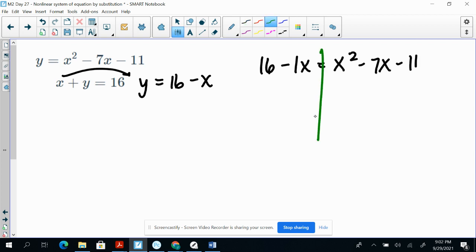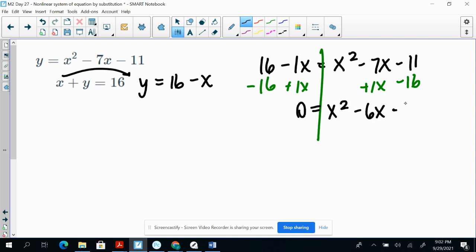And again, we need to get it in the standard form. So everything together, we want that x squared to stay positive. So I'm going to subtract 16, and I'm going to add 1x. And you put it with its like term as it crosses over that equal mark. So it's going to be 0 equals x squared minus 6x minus 27.